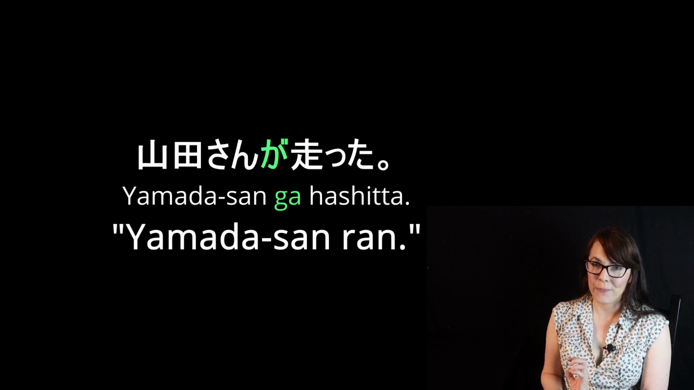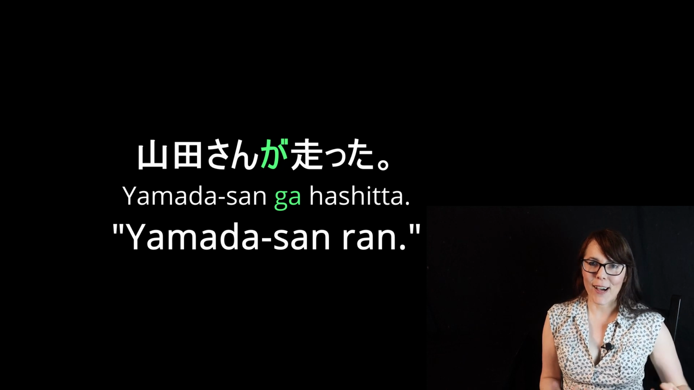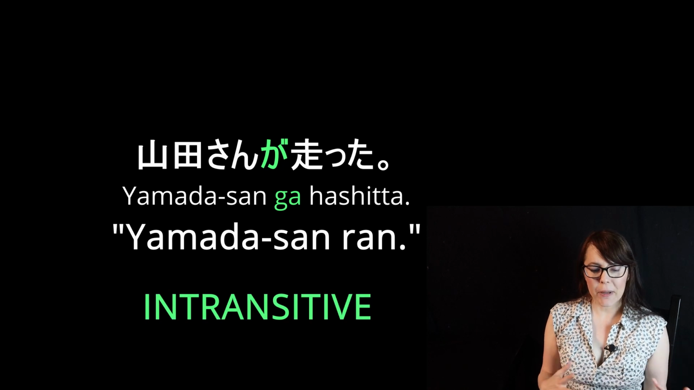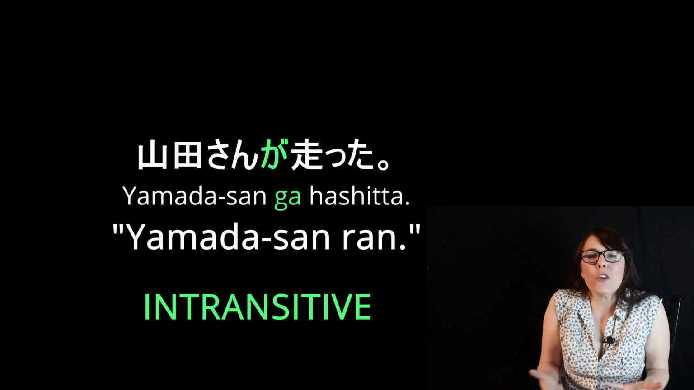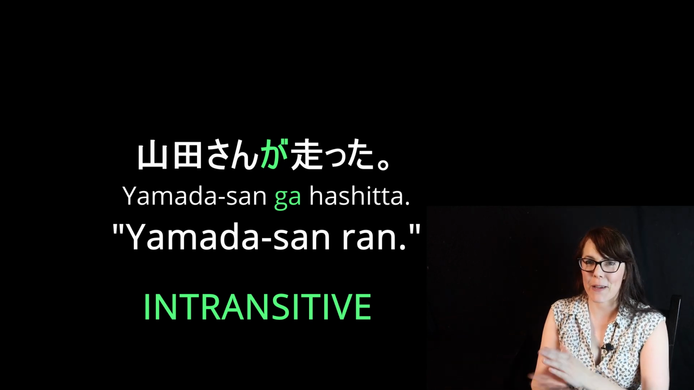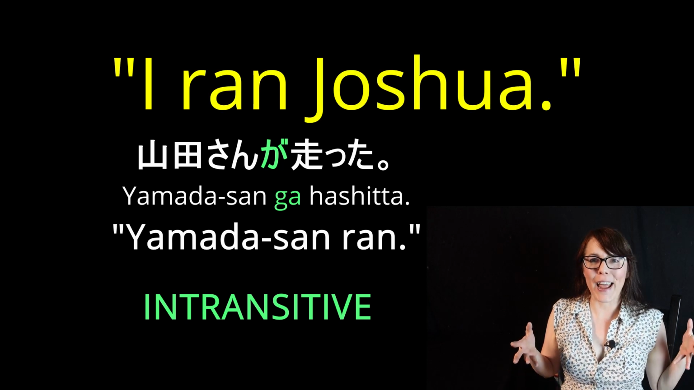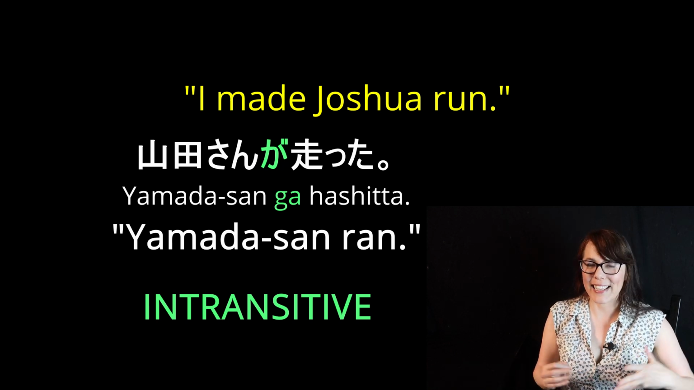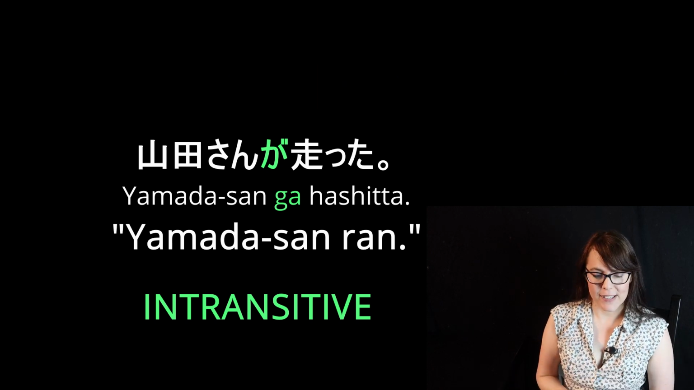Yamada-san ga hashitta. So what kind of verb is that? Is it a transitive verb or an intransitive verb? It is intransitive. Yamada ran. And that's all. He didn't perform the action of running to anything. You can't run to something. I mean, you can run directionally towards something, but you can't perform the verb of running to someone. I could say I made Joshua run, but I can't say I ran Joshua because it's an intransitive verb, in English and Japanese.